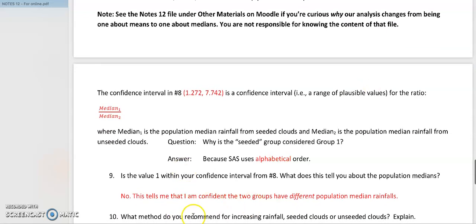And we can see that in this interval, we do not have the number 1 inside this range. This whole range is above 1. And so this actually tells me that I'm confident my two groups have different population median rainfalls.